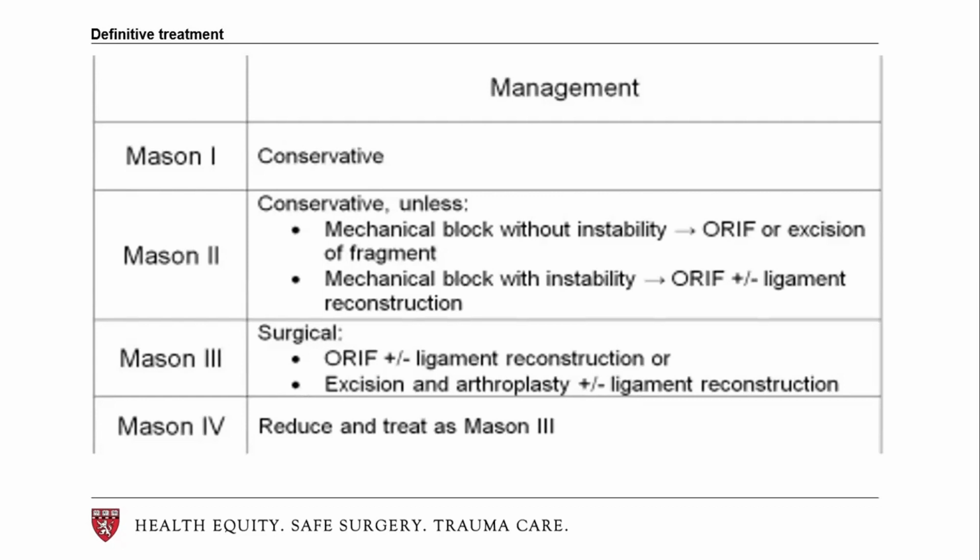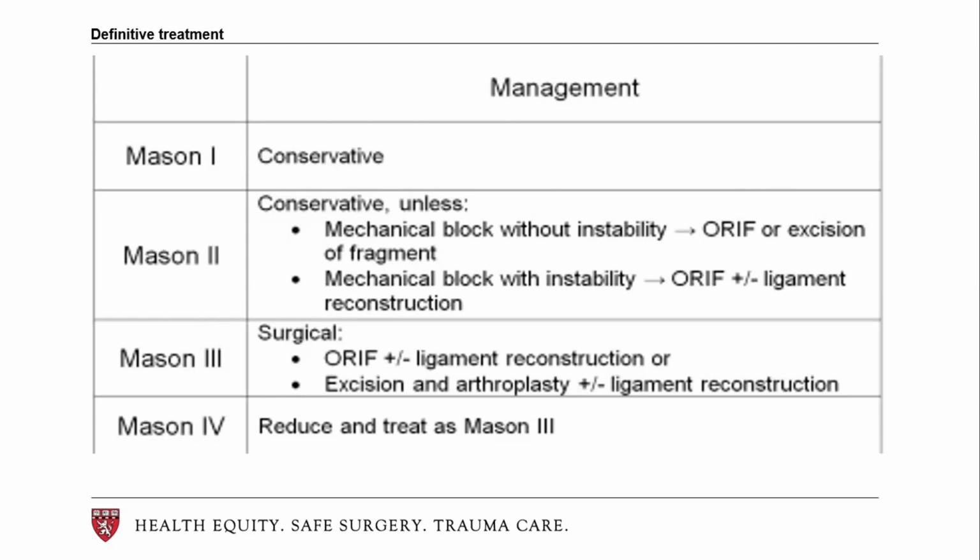Following the Mason classification, as we said, Hotchkiss did modify this to better define the need for surgery. So Mason 1 is usually treated non-operatively. This could be a cast or a slab or something as simple as an arm sling. Mason 2 may be managed conservatively unless there's a mechanical block with instability, and this will require open reduction and internal fixation or excision of the fragment if it's too small to be fixed. If there's mechanical block with instability, then the fragment needs to be fixed and the ligaments reconstructed.